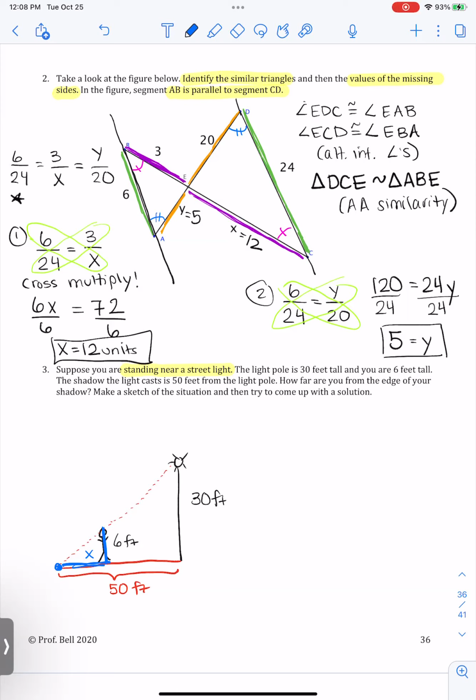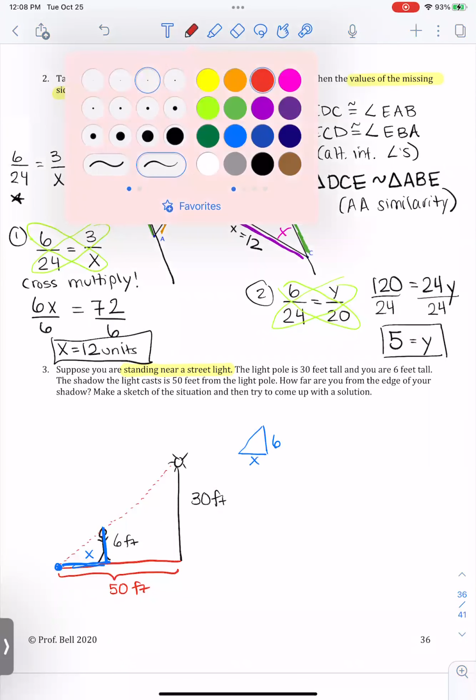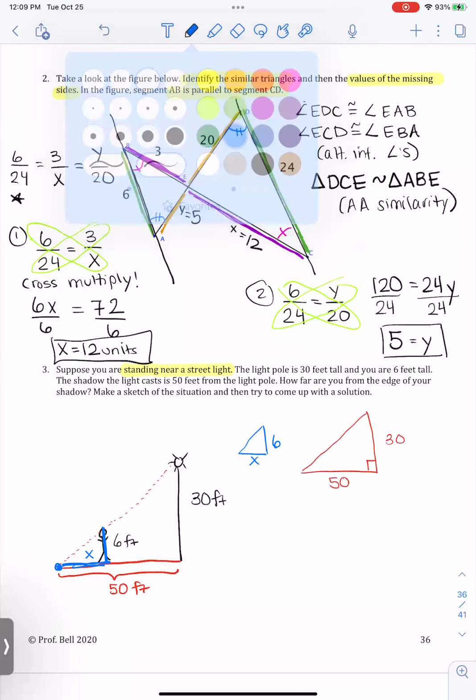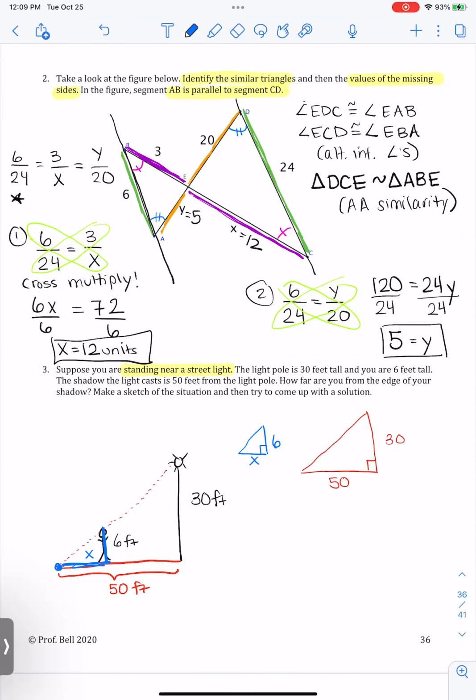So if I were to look at this, this is two separate triangles, right? We've got the little blue triangle where I'm 6 feet tall and I have no idea how long that distance is. And then we've got the bigger triangle, I'm going to draw it in red, where this is 30 feet and this is 50 feet. Because as a person, I stand at a 90-degree angle to the ground, and because the shadow of the light is coming at the same angle, these triangles are similar triangles.